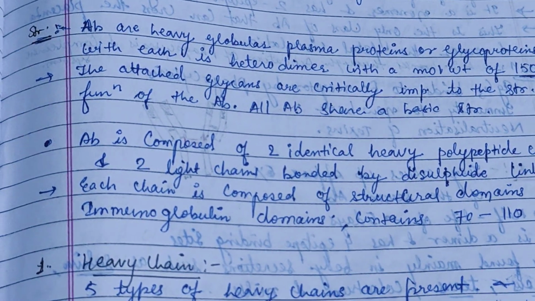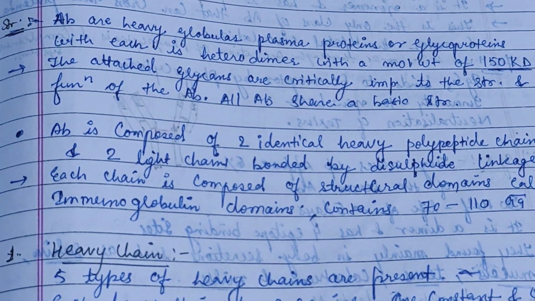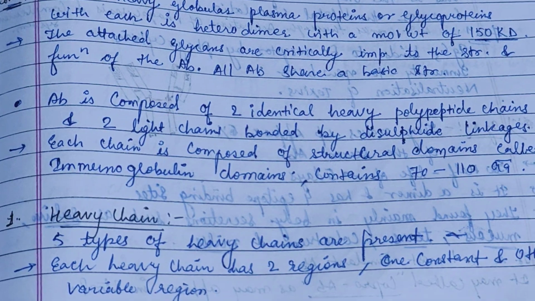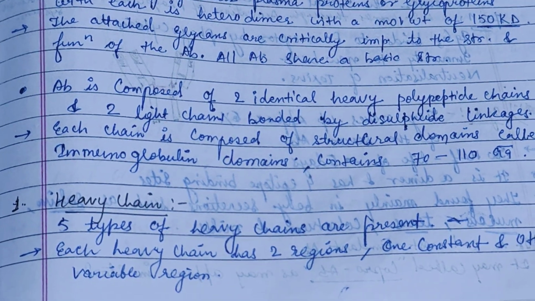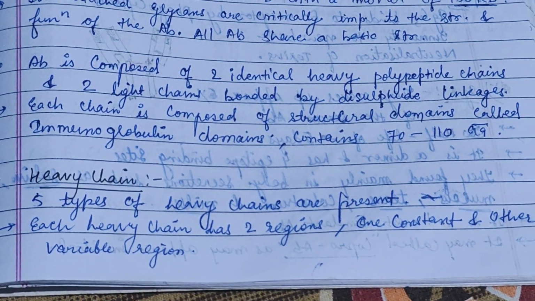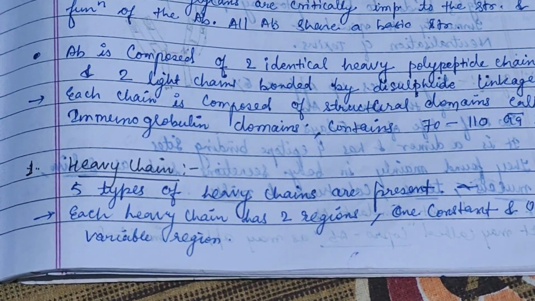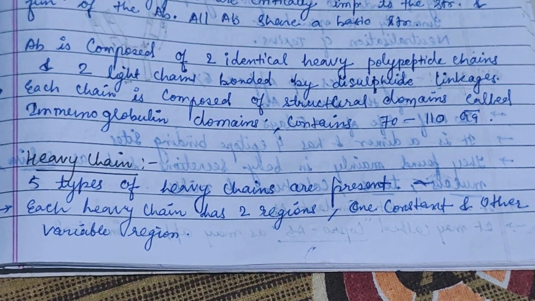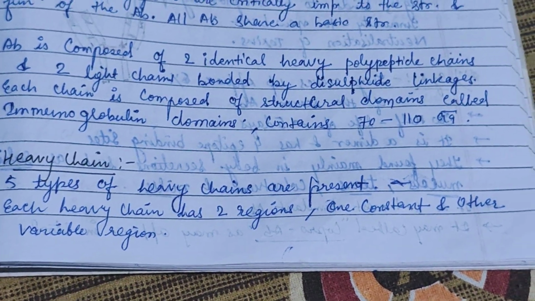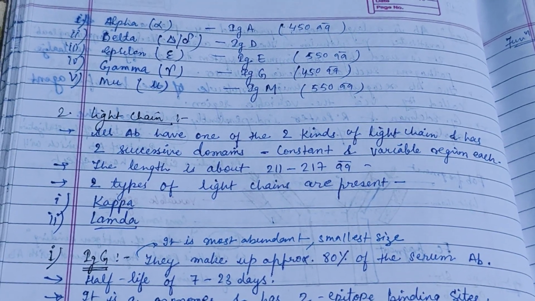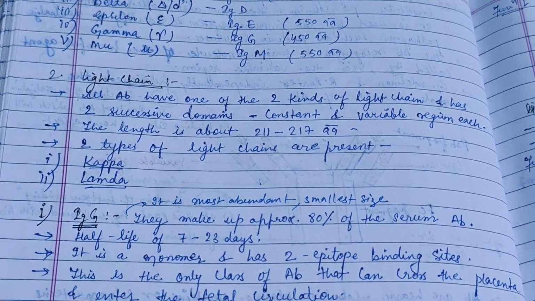So the structure of the antibody: they are heavy globular plasma proteins or glycoproteins, each a heterodimer with a molecular weight of 150 kilodalton. An antibody is composed of two identical heavy polypeptide chains and two light chains bonded by disulfide linkage. So heavy chain: 5 types of heavy chains are present. Each heavy chain has two regions, one constant and the other variable. The 5 types of heavy chain are alpha, delta, epsilon, gamma and mu.